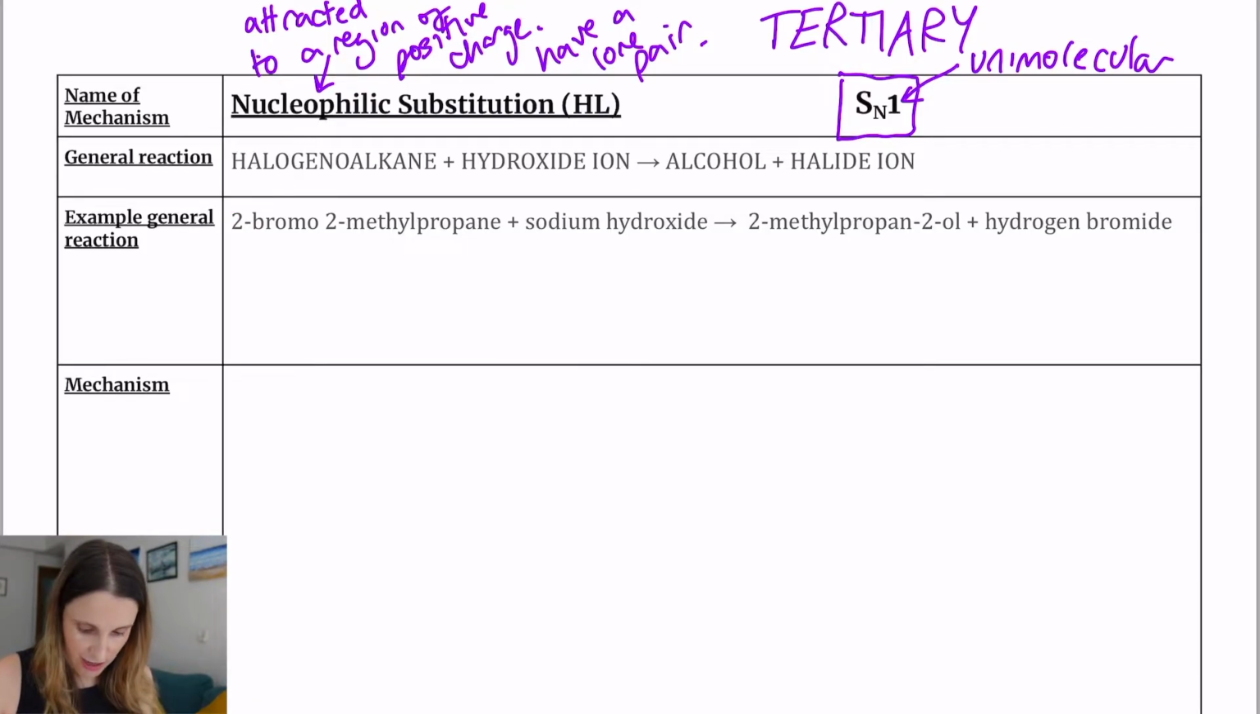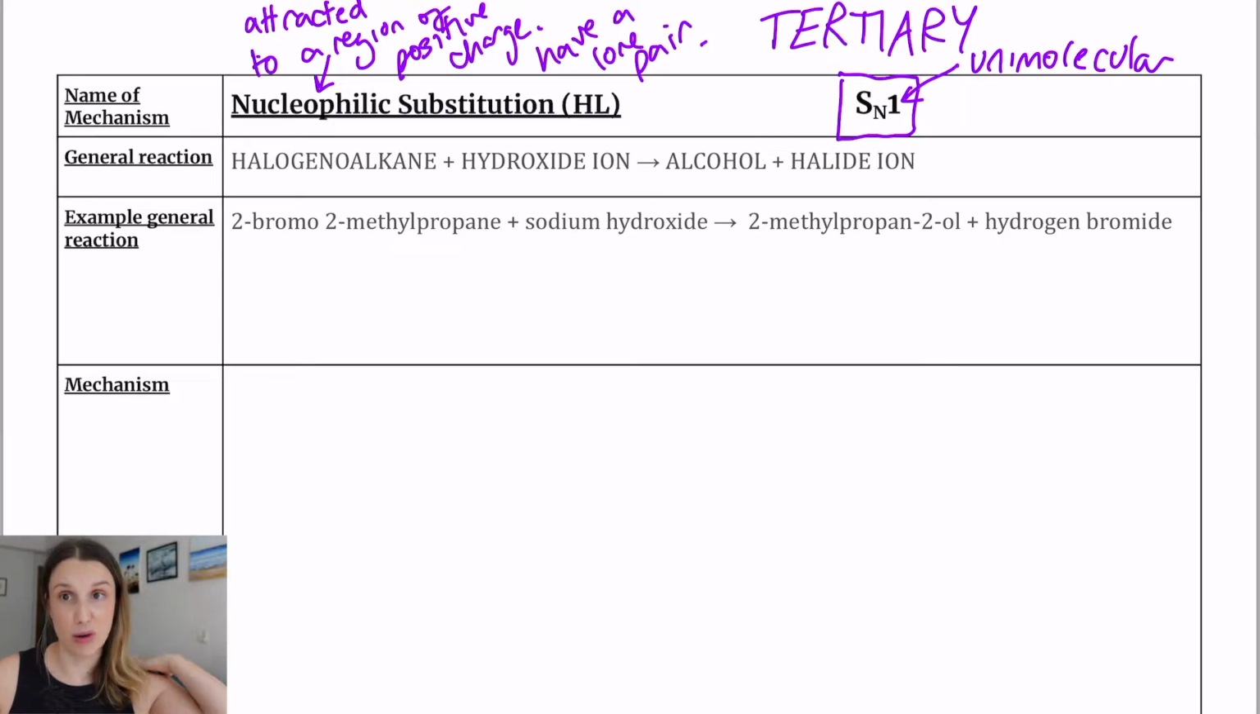So let's have a look at what that looks like. For both nucleophilic substitution mechanisms, you've got halogenoalkanes reacting with a hydroxide ion to make an alcohol and a halide ion. Obviously these hydroxides and halides are probably attached to a sodium or a potassium ion, but that doesn't influence the reaction, they're just spectator ions. So overall, as long as it's got a hydroxide, then you're looking at this mechanism happening here.